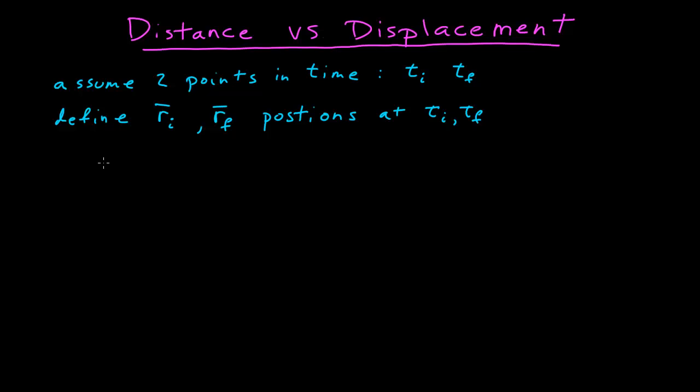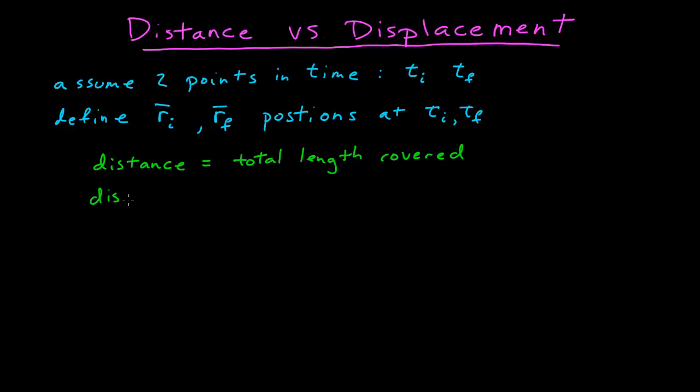Okay, so given that we're talking about 2 points in time and two specific positions at 2 points in time, we can define now what we mean by a distance to be the total length covered by a particle going between those two positions. So the distance is the total length covered by the particle.